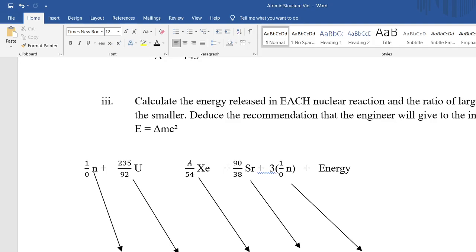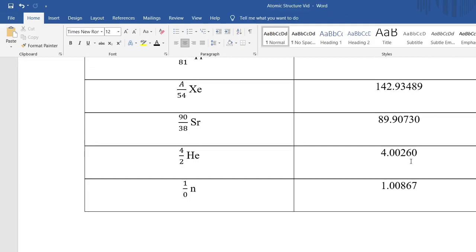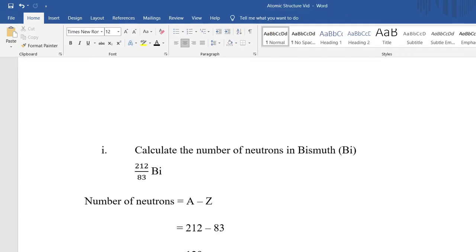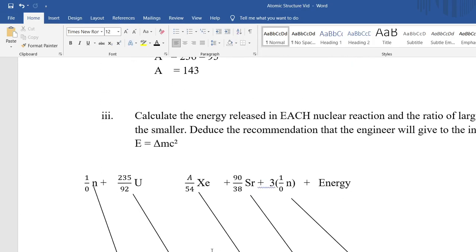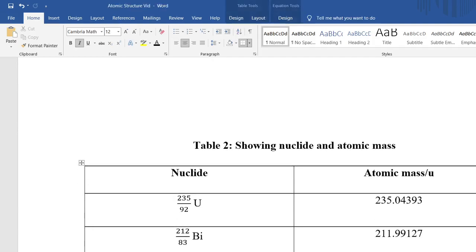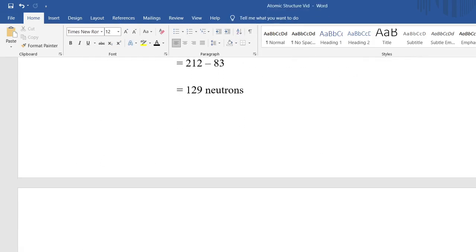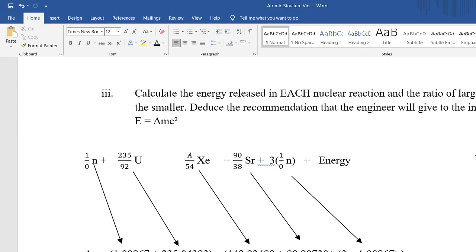1.00873. Where did I get this from? I went back up here, found the neutron, and wrote down the exact number. Plus 1 uranium, or U, that was equal to 235.04393. Where did I get that from? I went up here and I had that number there, from the table. So that's one part of the equation. I bracket those minus the ones from the other part of the equation.